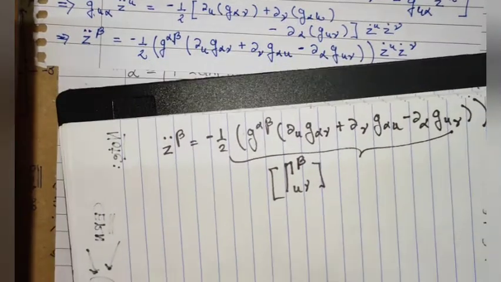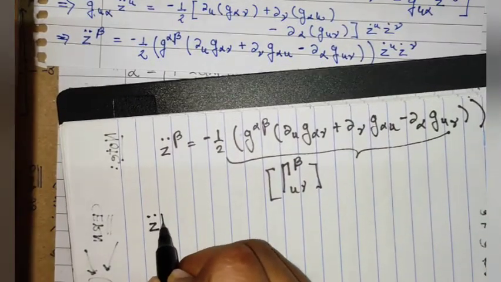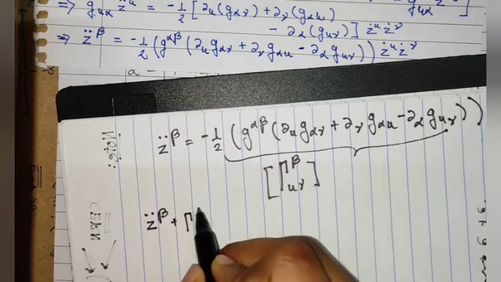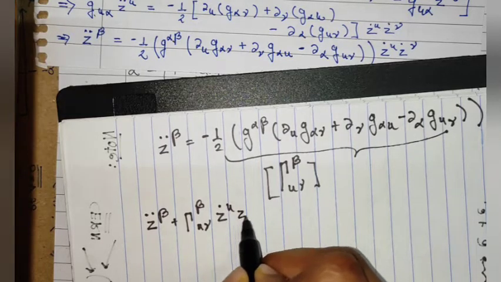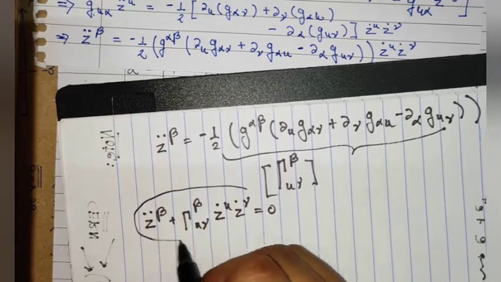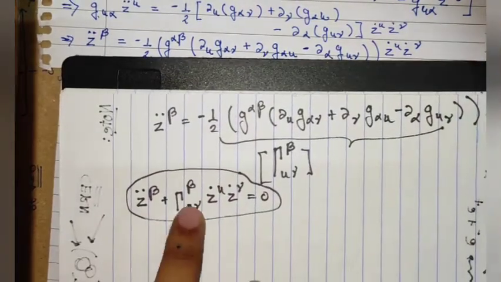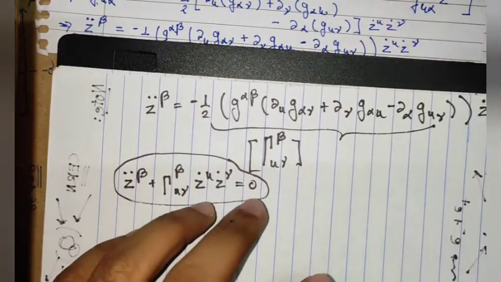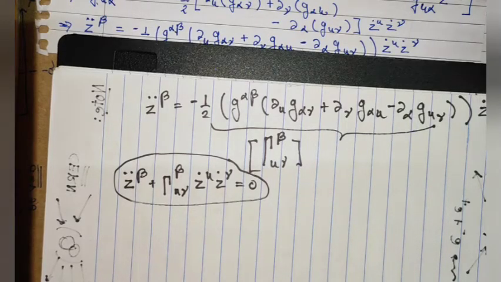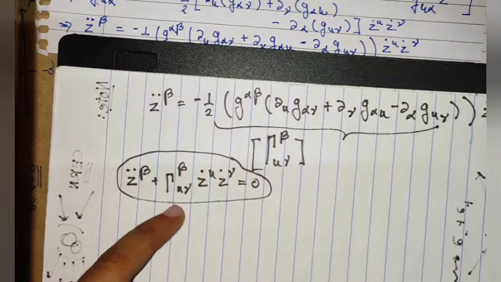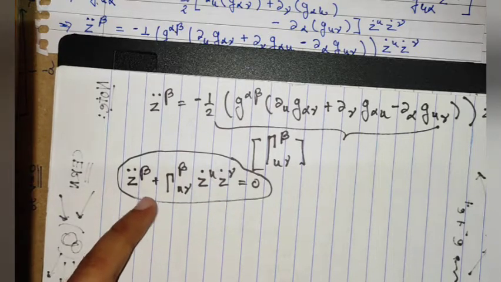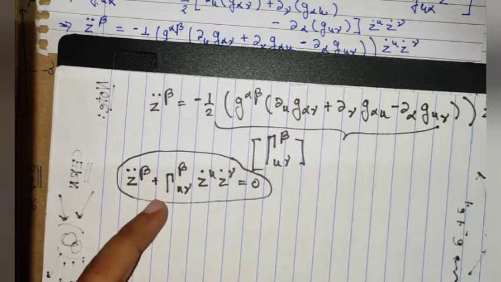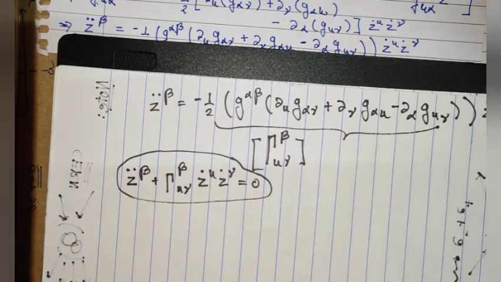So in other words, we get the equation of motion as this. This is the equation of motion. So basically the extremized curve over a space time is actually the straightest curve over the space time, because this is the geodesic equation of motion which gives rise to the straightest curve, and this is also the Lagrangian equation of motion which gives rise to the extremized curve.